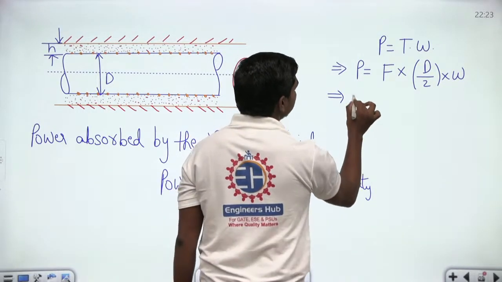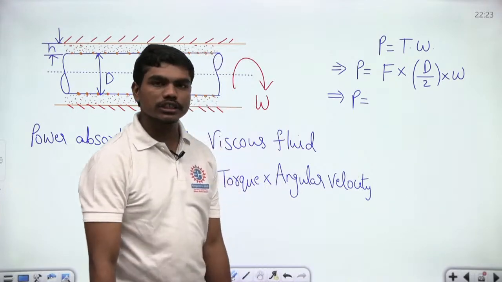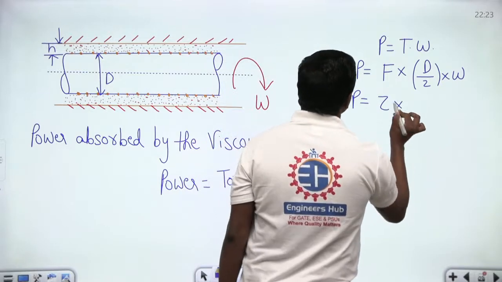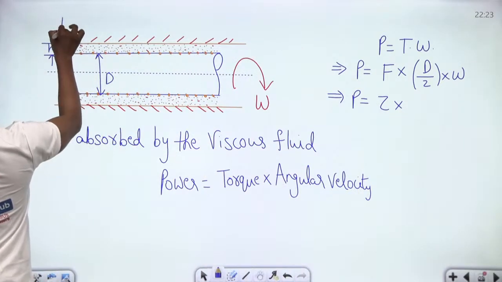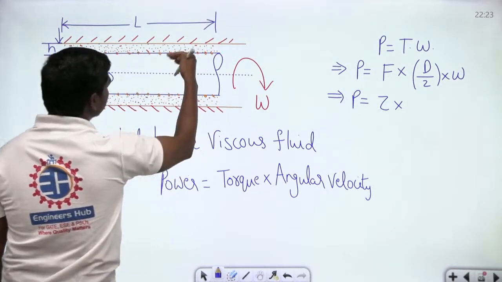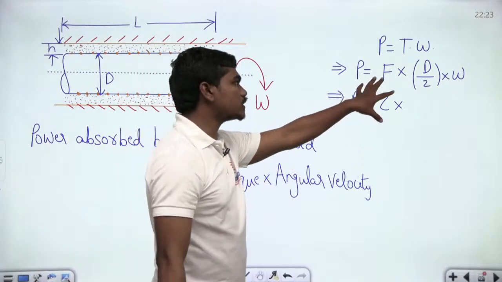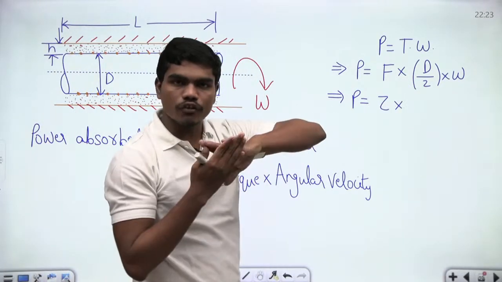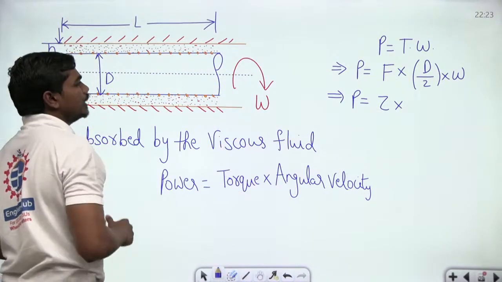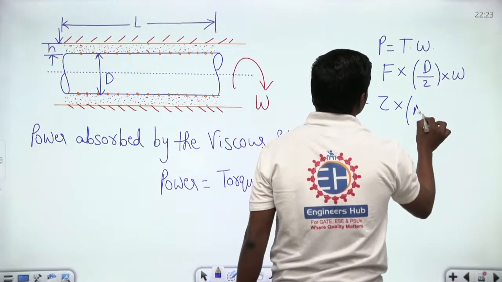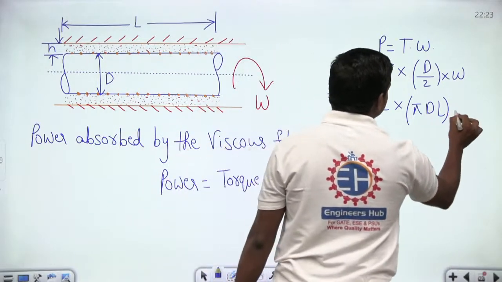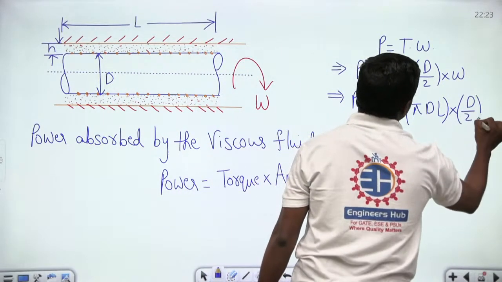So this implies P is equal to, now what is force? Force is nothing but shear stress acting into area. So shear stress tau into area. Now if I say the length of the shaft inside this journal is L, then can we write force is nothing but shear stress into the area of contact of the shaft with respect to oil. The area of contact of the shaft with respect to oil is nothing but pi D L, which is the circumferential or surface area of the shaft. So pi D L into D by 2 into omega, which is the angular velocity.